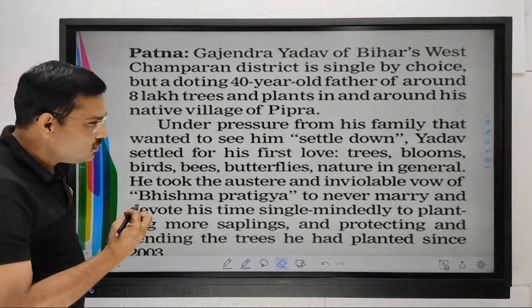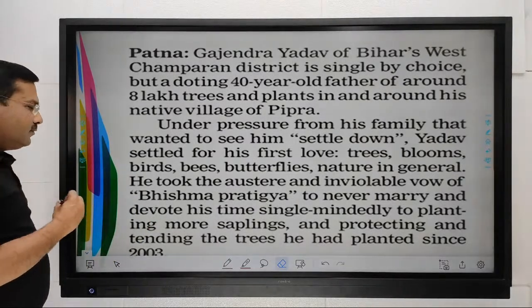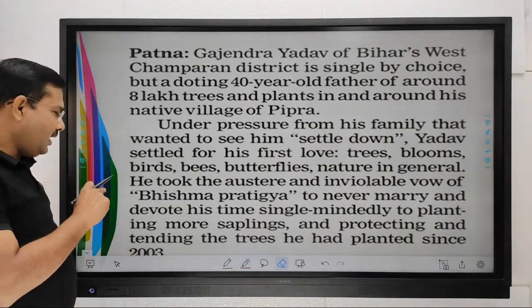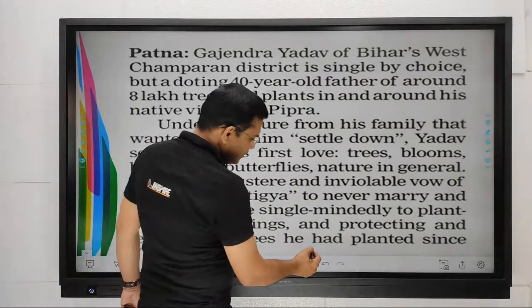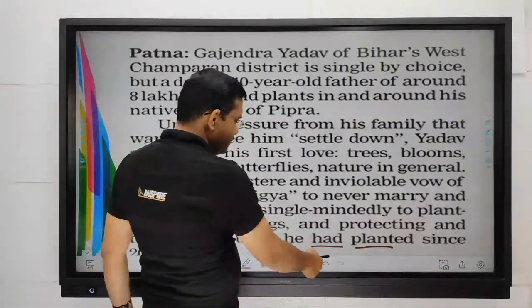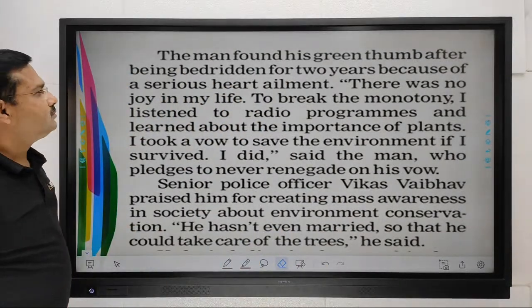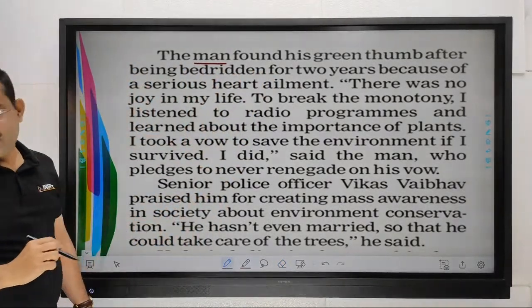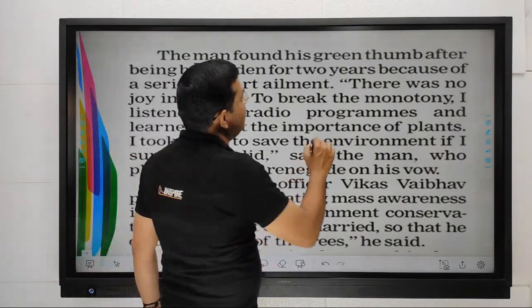He took the austere and inviolable vow of Bhishma Pratigya to never marry and devote his time single-mindedly to planting more saplings and protecting and tending the trees he had planted. Past perfect, had and after had, third form. So he had planted how long? Since 2003. Now, the man found. We are using this man next time. That's why we put the man. So the man found his green thumb.